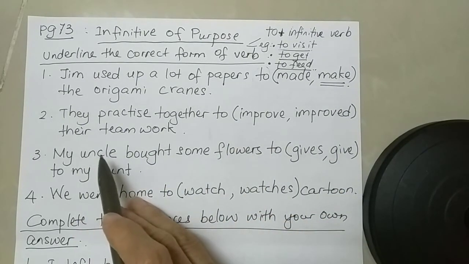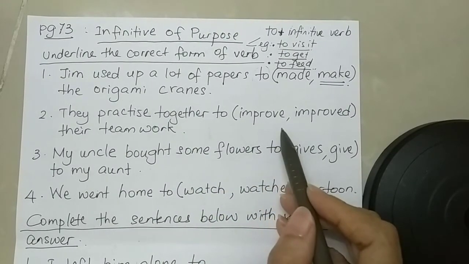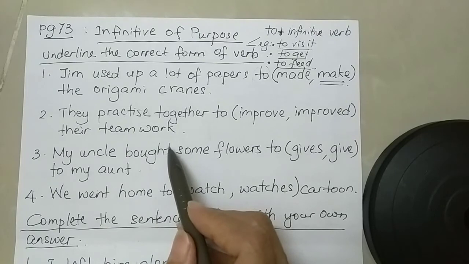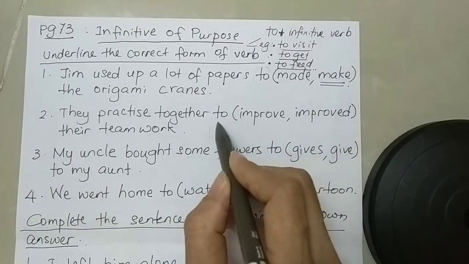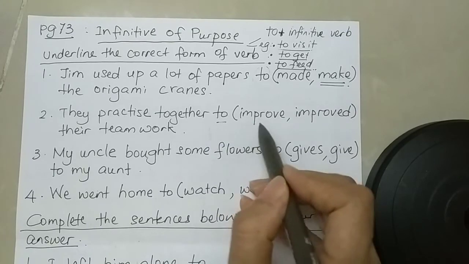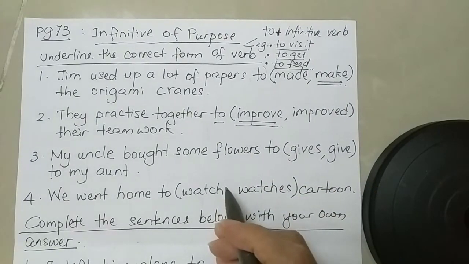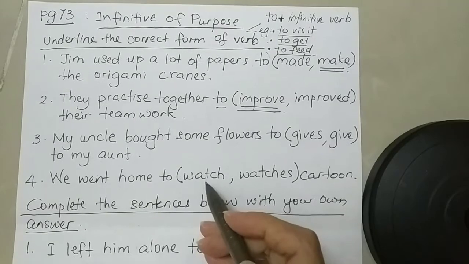Next, 2. They practice together to improve their teamwork. Again, there shouldn't be any D here, so when the "to" is at the front, the answer will be improve. No D, no ing, no S in fact.